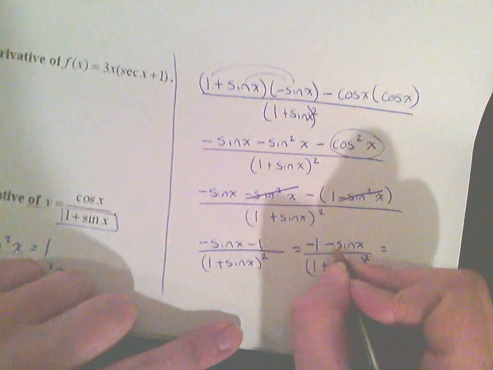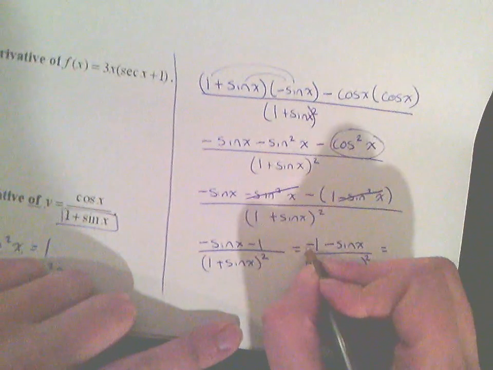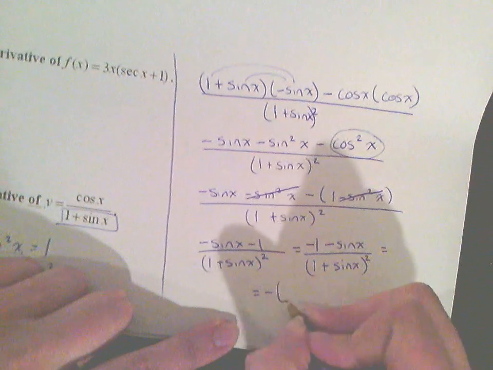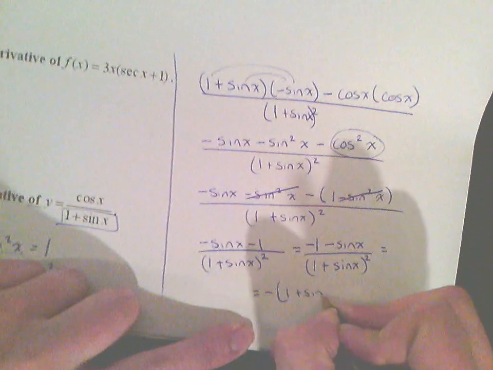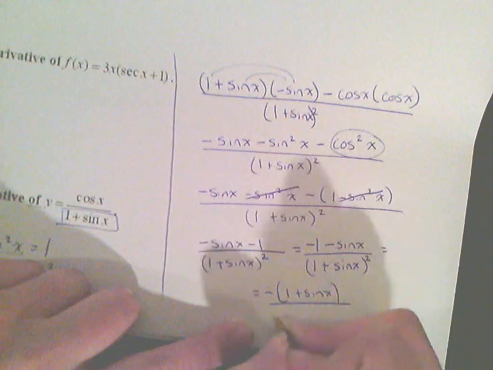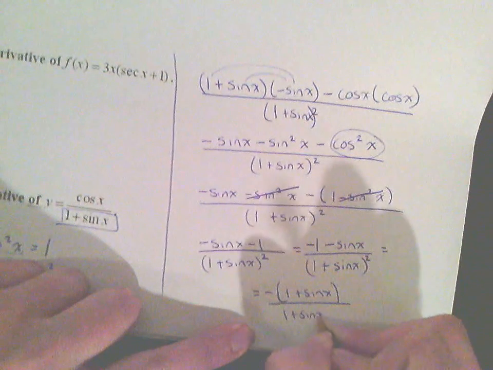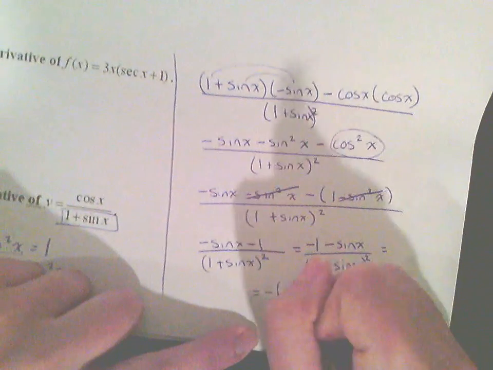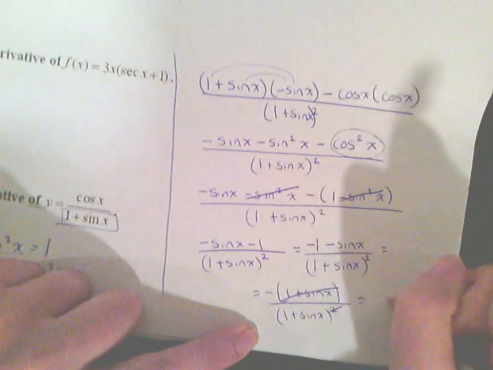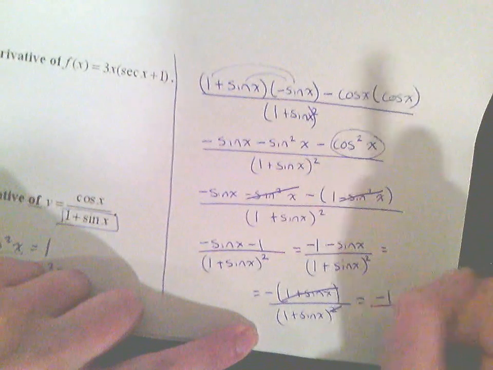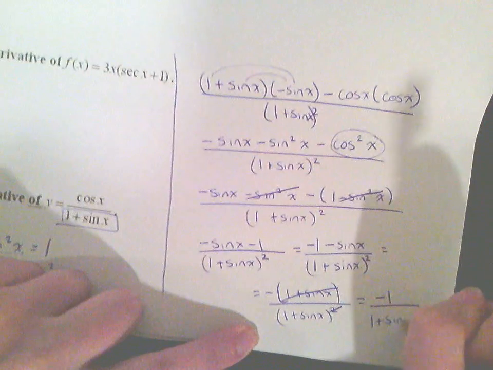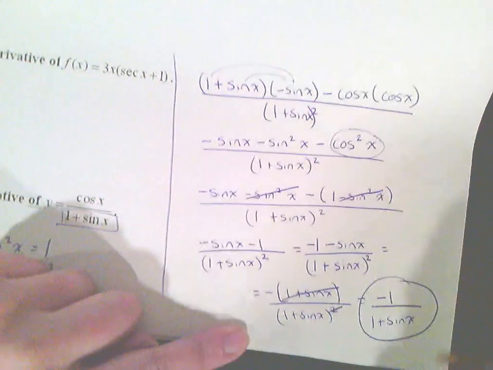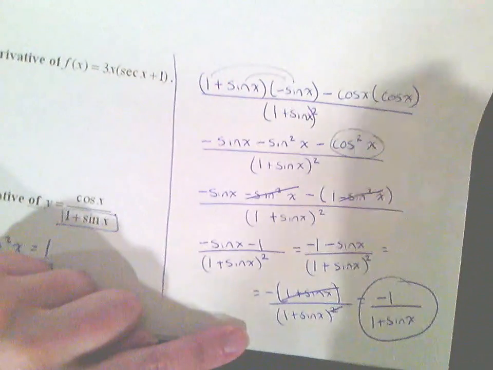You notice that if I take out a negative, what am I going to be left with? I have 1 plus sine x over (1 + sin x)^2. So you notice that these two are the same. So this is gone, and one of these are gone. So my final answer is negative 1 over 1 plus sine of x. Final answer. Now this is as hard as it's going to get in these problems.